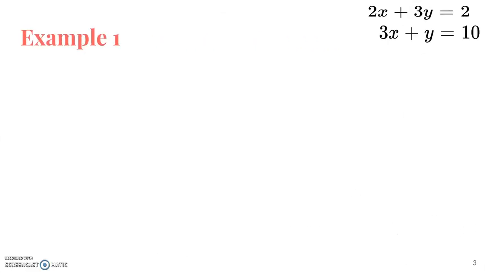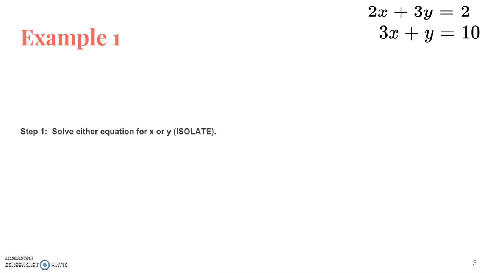So here's our first example. At the top of your screen, you're going to see two equations. The first is 2x plus 3y equals 2, and the second equation is 3x plus y equals 10. We're going to solve these two equations together by using the substitution method.